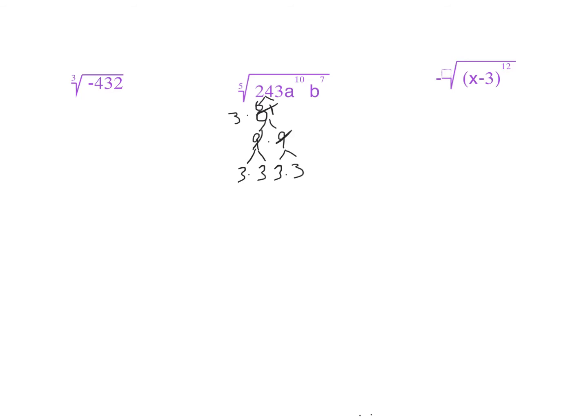The 9s have been broken down. So I see a group right there. There's 5 of them. So that 3 is going to come out. Let's take a look at our variables.